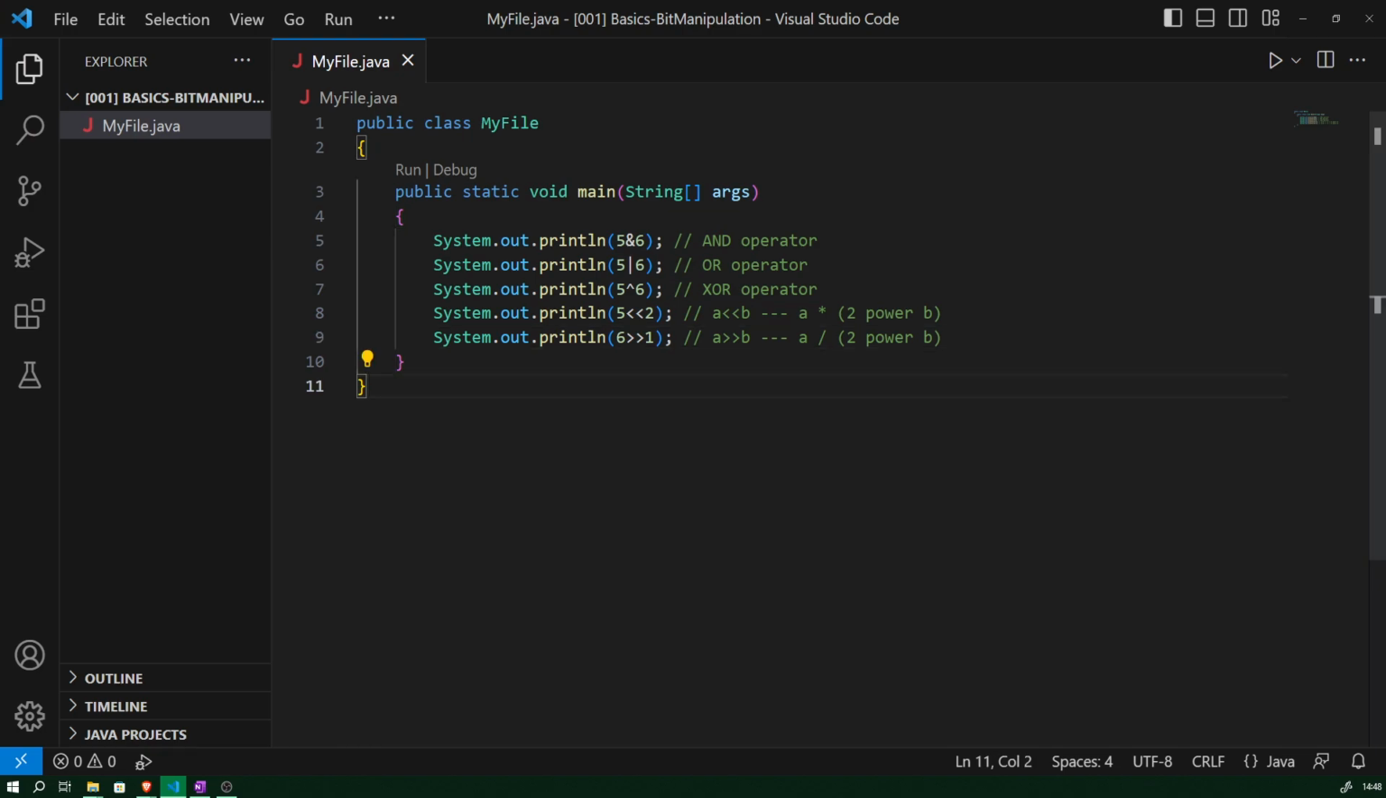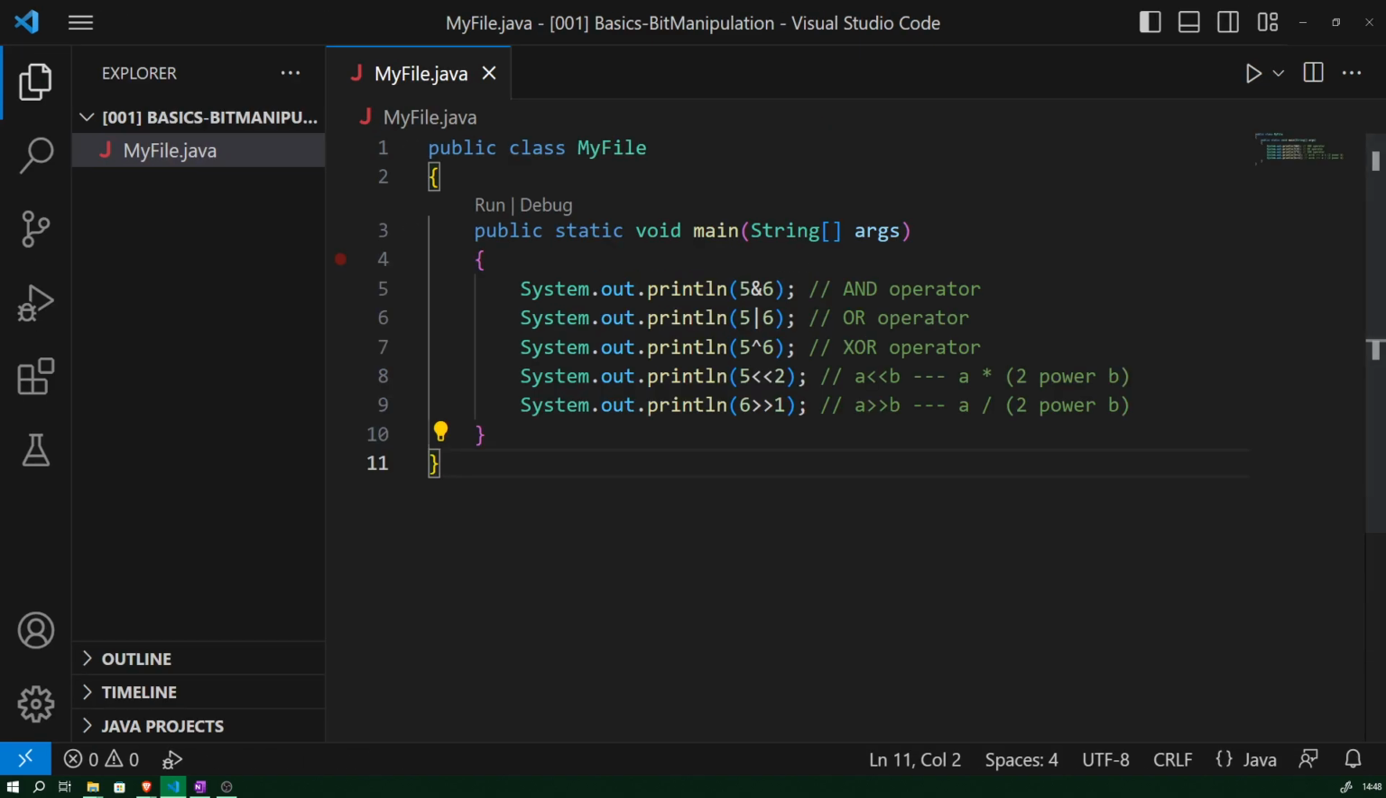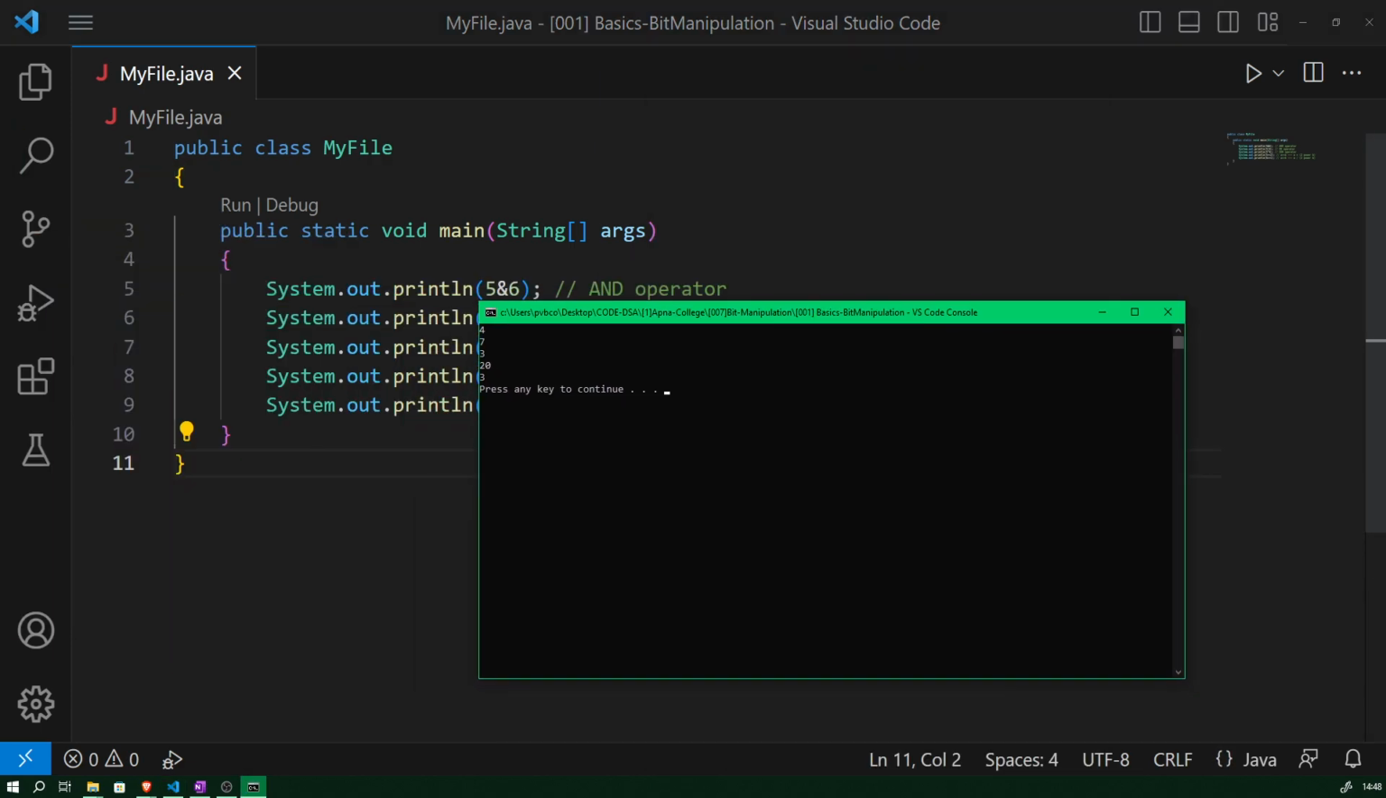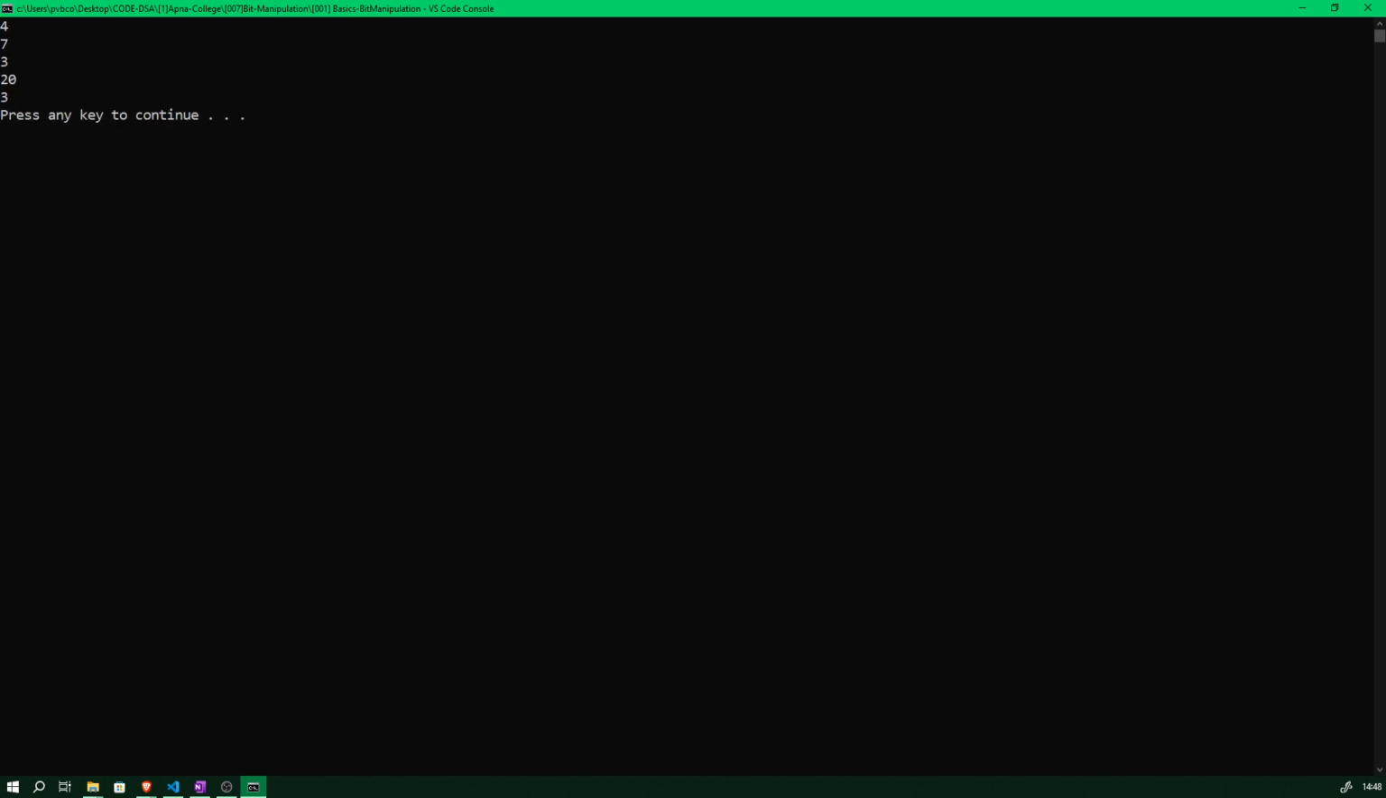Now, as far as code is concerned, I have coded this. I want you to find the output of this on your own. Use pen and paper, please. It's quite simple. 5 XOR 6 you can find on paper, 5 or 6 you can find on paper, 5 and 6 you can find on paper. Similarly, 5 left shift 2 would be 5 into 2 to the power of 2, that is 20. Then 6 right shift 1 would be 3. If I just execute this, you can see that these are the outputs we are getting and they are all correct.